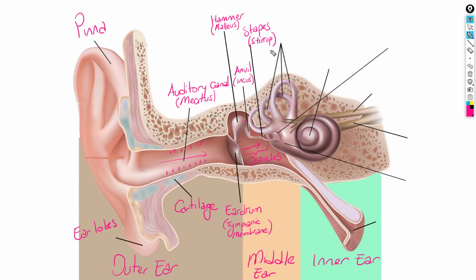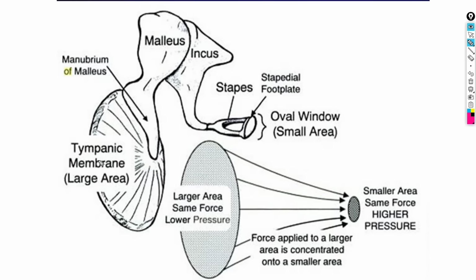While the ossicles transfer the sound vibrations, they also amplify the sound. The area of the tympanic membrane is much larger than the area of the stapes foot plate or oval window. Therefore, the sound is amplified 20 times in the middle ear. A larger area collects the sound and focuses it into a smaller area.